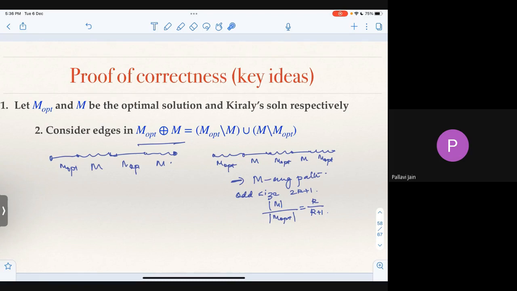Is this proof scheme clear? If nothing else, you should take away this idea that when you see two matchings, or generally any two subsets of something, and you're trying to compare size, you should think about symmetric difference. And this particular idea finds its most continuously useful exposition in the world of matchings.